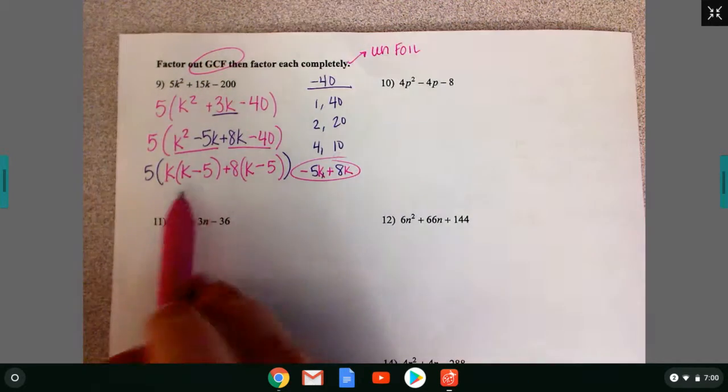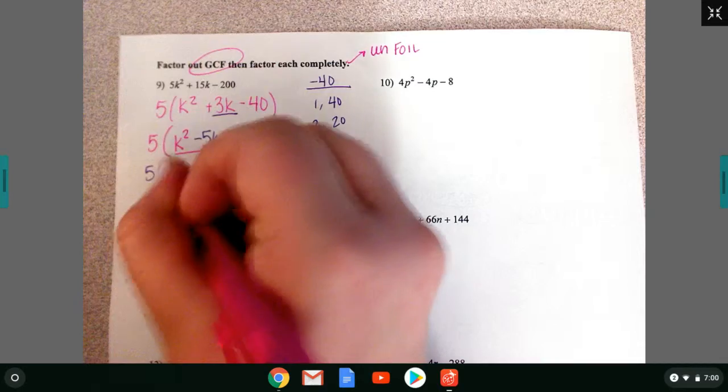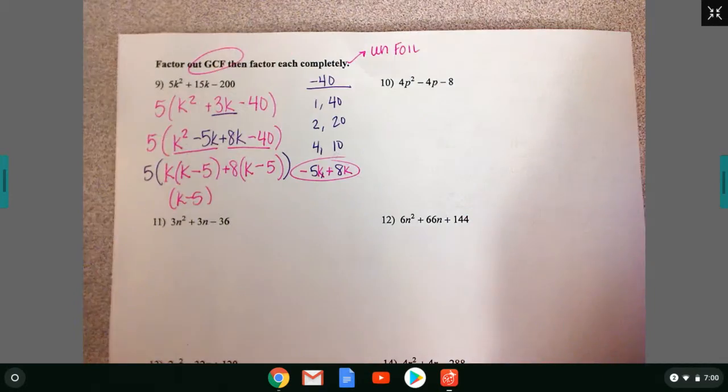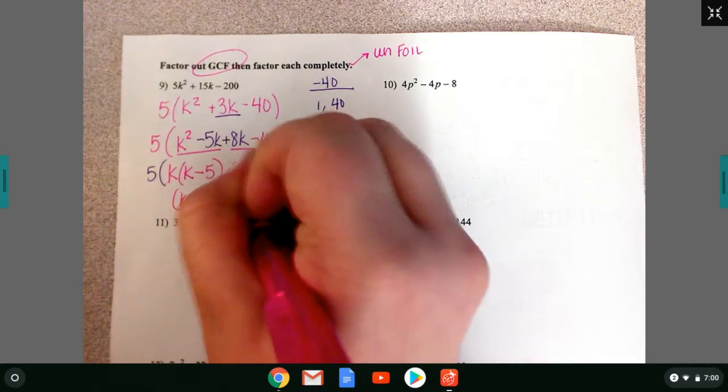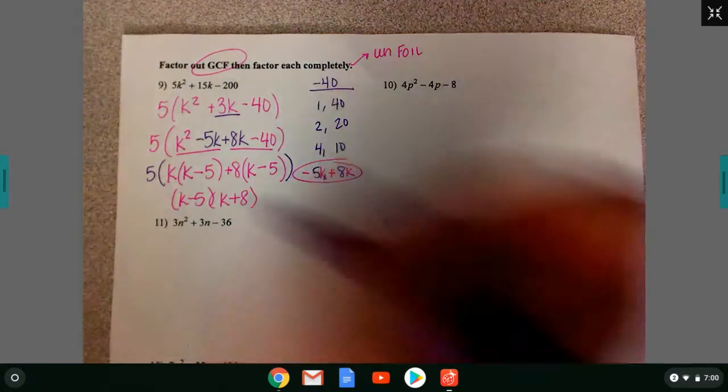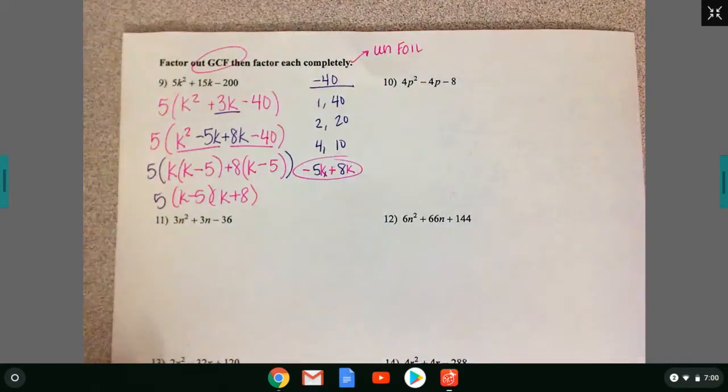So we've got our first parentheses is the matcher, k minus 5. And the other one is what was from our GCFs, k plus 8. And then on the outside still is a 5. You don't have to put the big parentheses anymore.